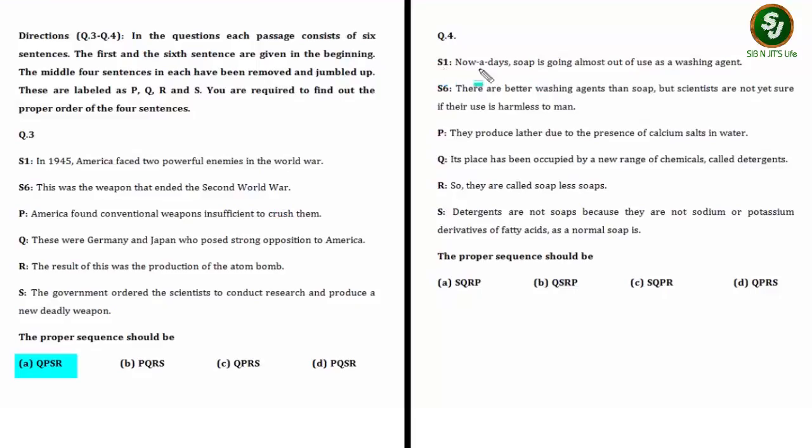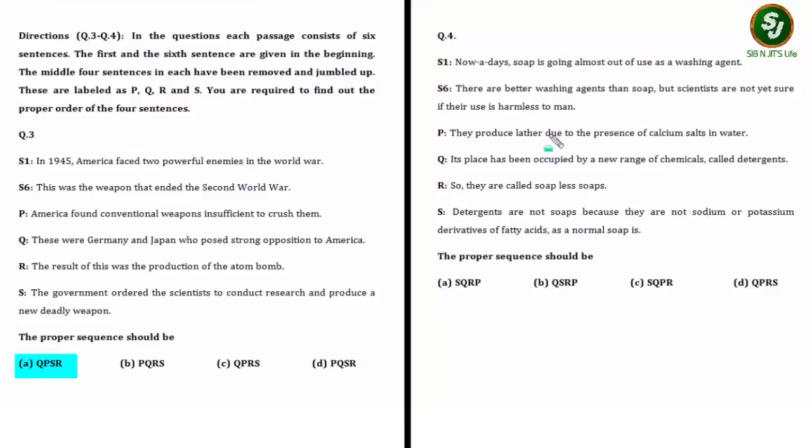Sentence 1 here is, nowadays soap is going almost out of use as a washing agent. Okay, let's try to read the sentences in between. They produce lather due to the presence of calcium salts in water. They produce, who they? We have just been told that soap is out of use. Directly we cannot say they produce lather due to the presence. Who they? We don't know. So definitely P cannot be the second statement.